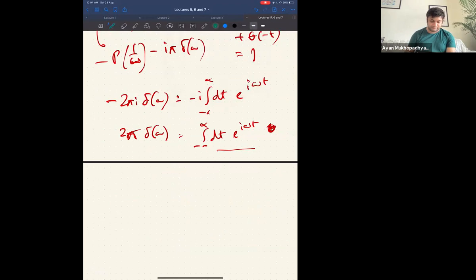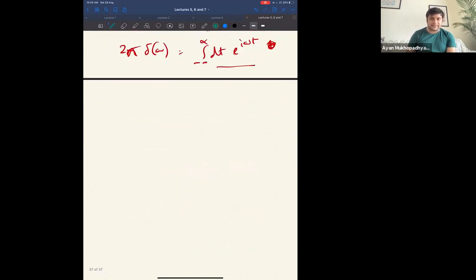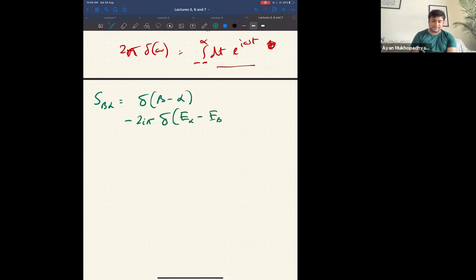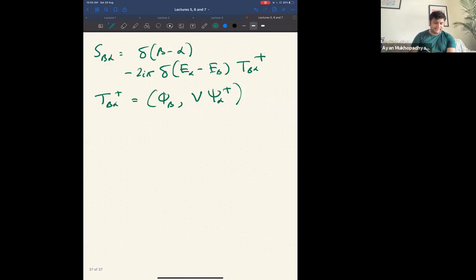Let's go back to what we were doing before. Let me go back to the Lippmann-Schwinger equation now and show you that this is equivalent to the Dyson expansion. That is the goal of today. So now we go back to the expression that S beta alpha is delta beta minus alpha minus 2 I pi delta of E alpha minus E beta T beta alpha plus. So this was the definition of the S matrix, right? And let's start from here and see.